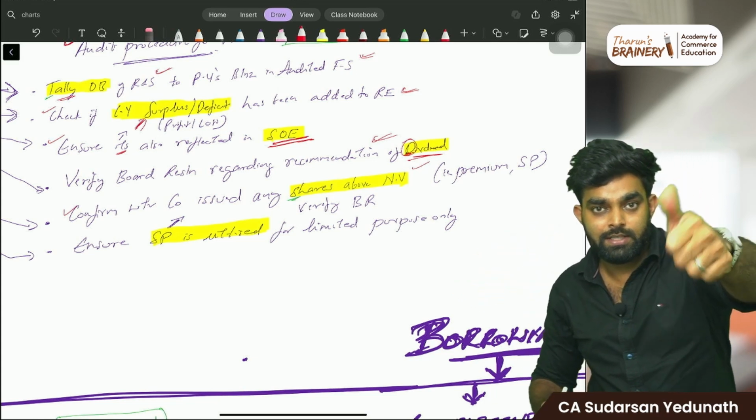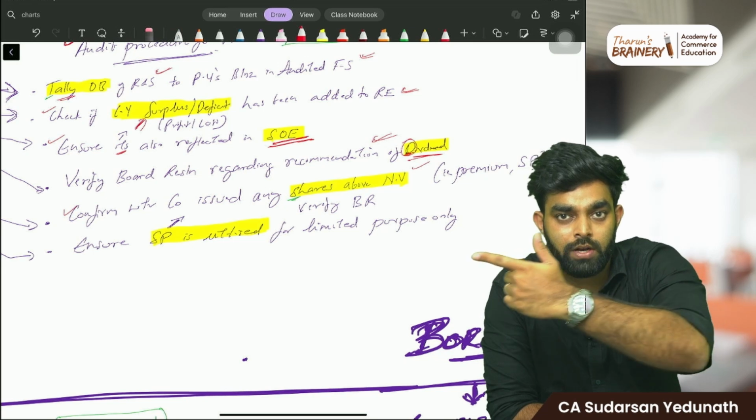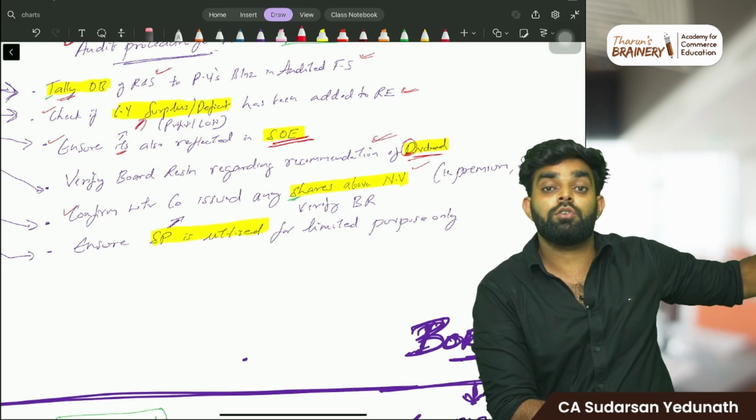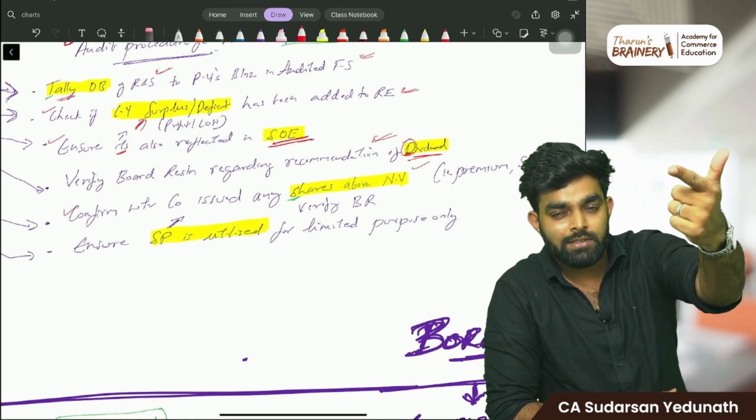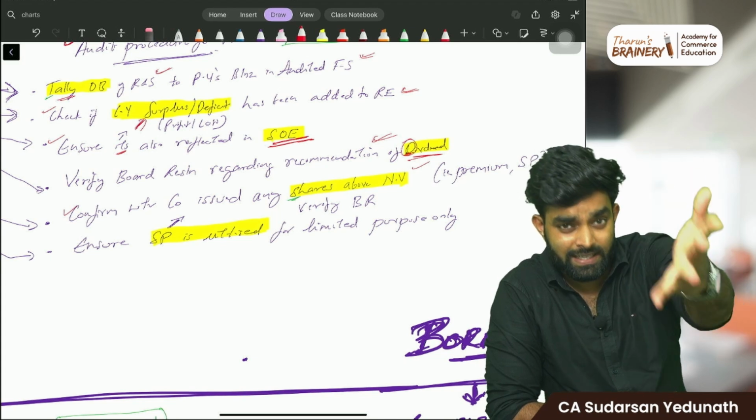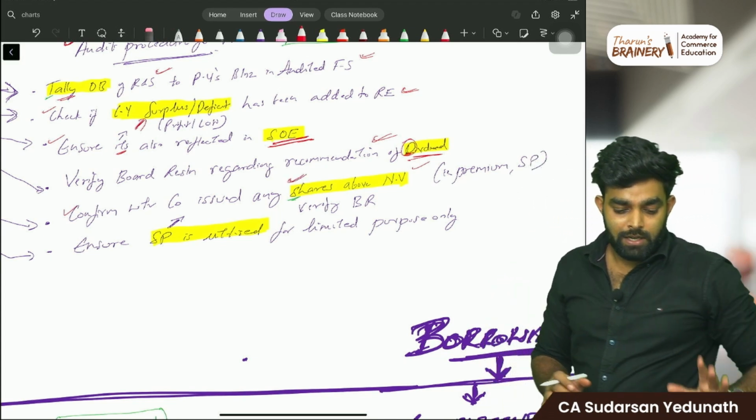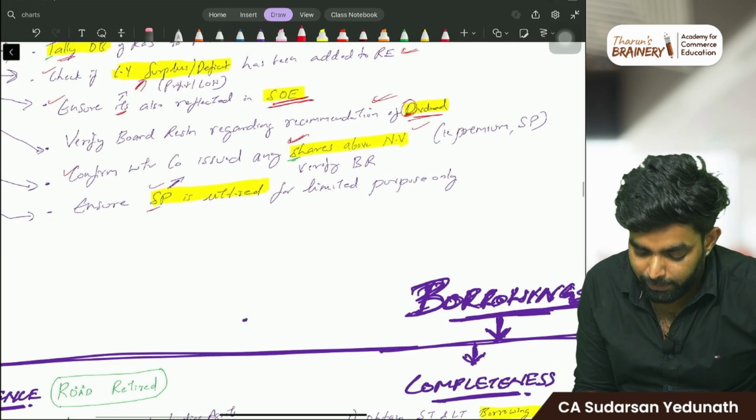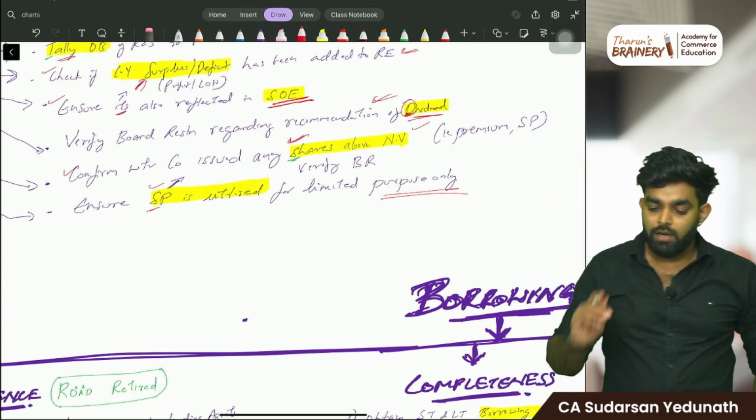So D, TSS: tally opening balance. S means surplus or deficit properly included in retained earnings. Next S means statement of equity. D, dividend. Board resolution regarding dividend. Verify that. TSS: tally, surplus or deficit, statement of equity. D, dividend. Next S, two more S are there. Shares above nominal value. See whether the company has issued any shares above nominal value. Then the next S is securities premium is utilized for limited purpose only. Just like we said, securities premium is utilized for limited purpose only.